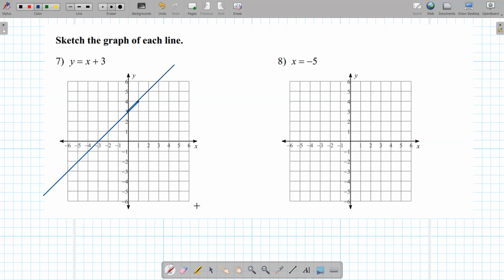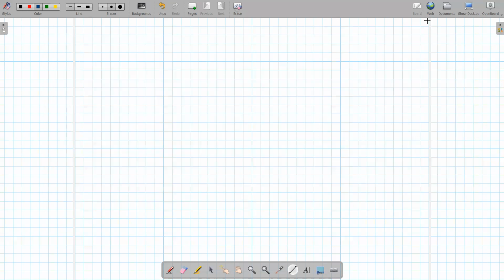Let's look at 8. x equals -5. How do we sketch that? It'll be a vertical line through -5. What's the slope of this line? It doesn't have one. It's undefined. If you try to find it, you're going to get a 0 in the denominator. If you pick any 2 points, the slope doesn't exist for this one. It's undefined.